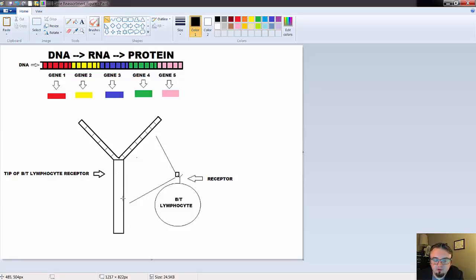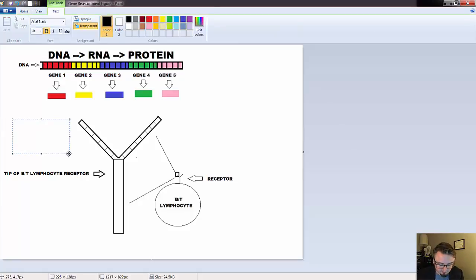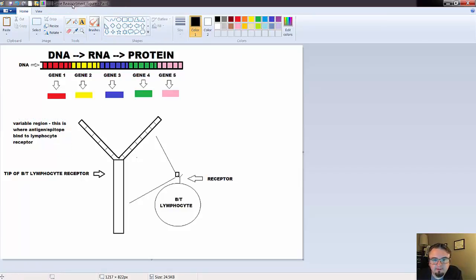So if we look at just one of these tips, we zoom this in. It's like looking at the tip of just one side of that receptor. At the tip, you have what's called the antigen binding region, or what's also known as the variable region. Let me go ahead and state that here. We'll describe this term in a little bit, but that's what's called the variable region. This is where the antigen or epitope binds to the lymphocyte receptor. So just to clarify, that's going to take place across this whole V-shaped region here.